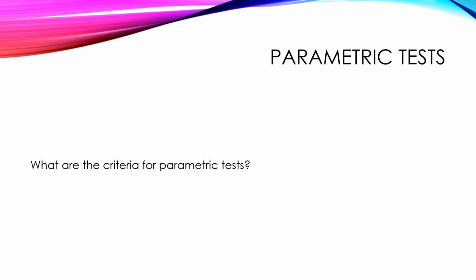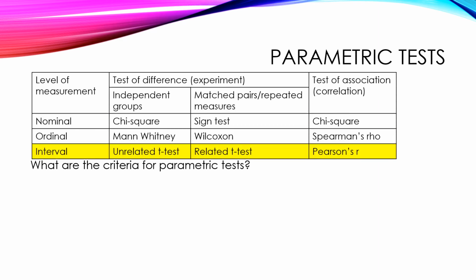Okay, so I've now got parametric testing. So have a little think, what are the criteria for parametric tests? You might want to pause it and have a think. And here's my table. What I've done is highlighted that bottom row. So these are known as parametric tests. The unrelated t-test, related t-test, and Pearson's R. The other tests above are known as non-parametric tests.